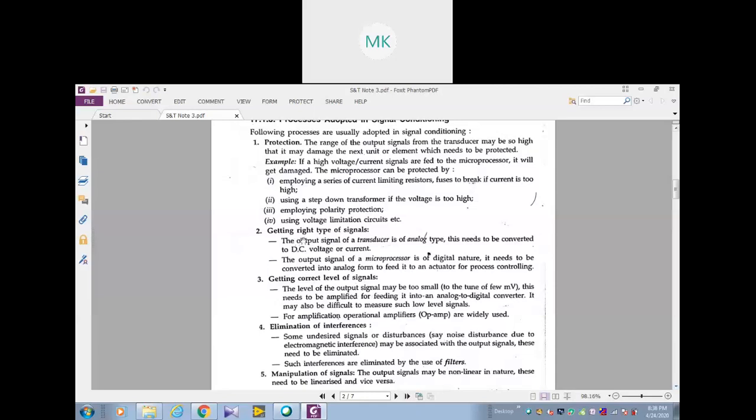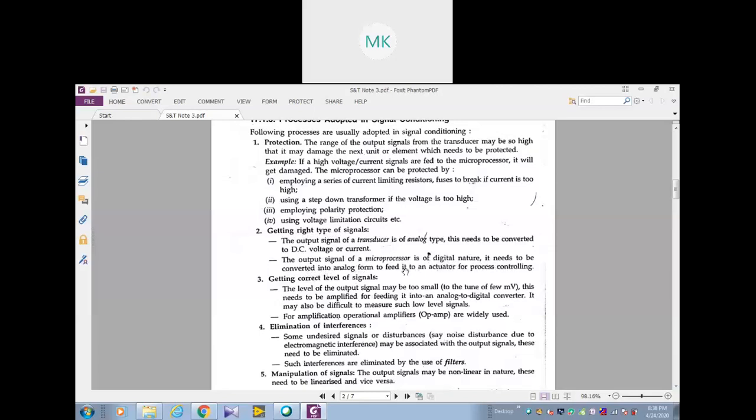Next one, getting the right type of signal. What is the meaning of this right type of signal? The output signal of a transducer is analog type. This needs to be converted to a DC voltage or current, converting one signal into another form. That is getting the right type of signal. The output signal of a microprocessor is of digital nature.